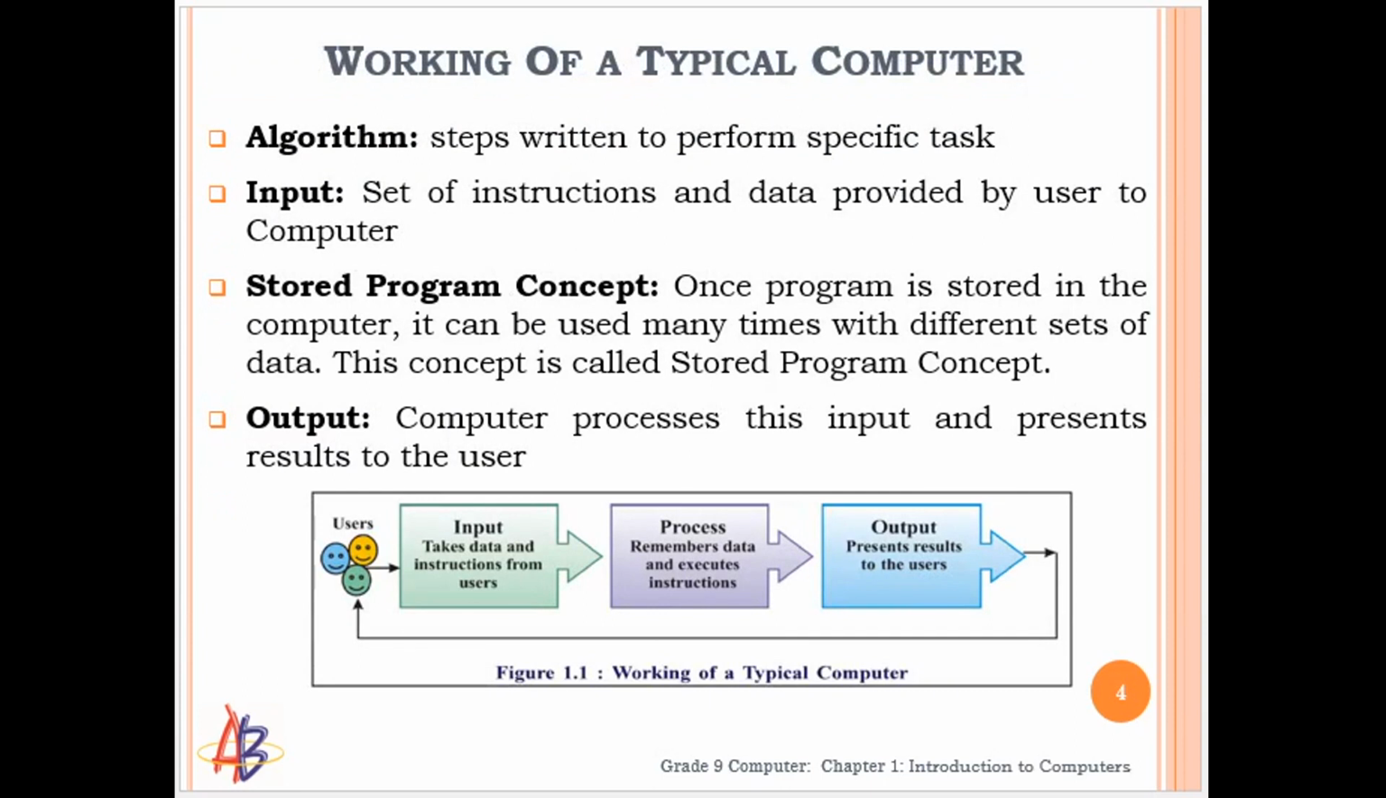Let us start with the first topic, that is working of a typical computer. First, concentrate on figure 1.1, in which you can see the user's input, process, and then final output. Here the user is giving something as an input to the computer for performing a specific task.